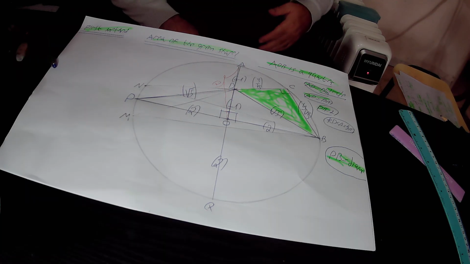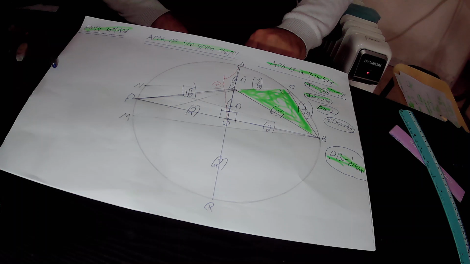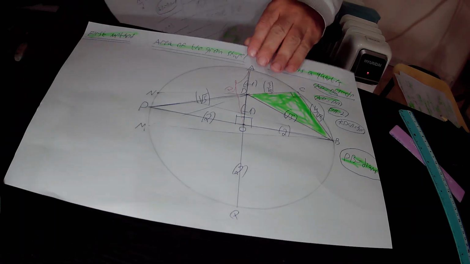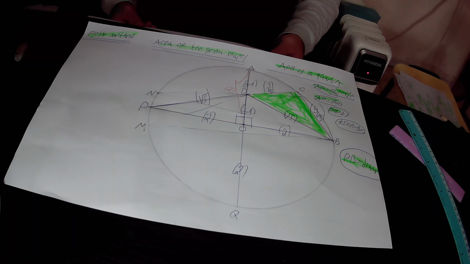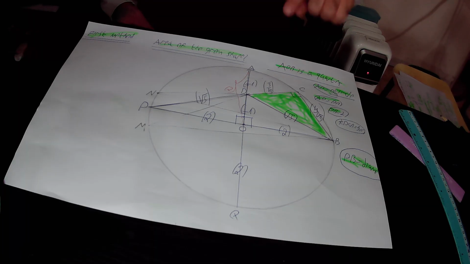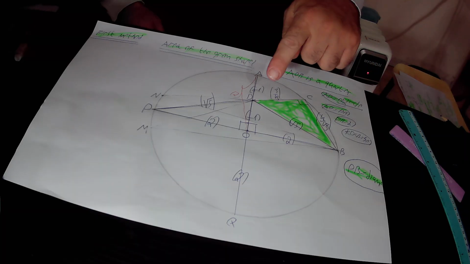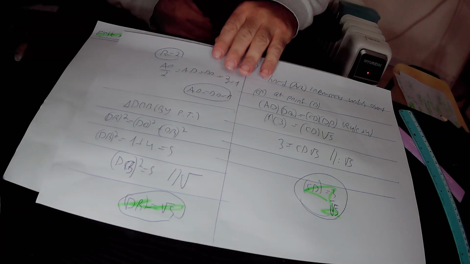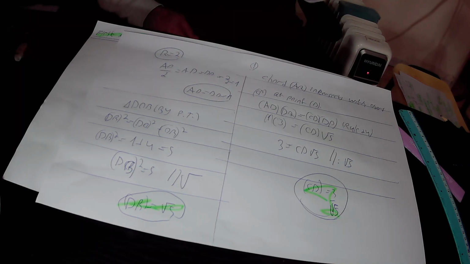In the next step, we implement the Pythagoras theorem on this right triangle BOD. According to the Pythagoras theorem in a right triangle, the square of the hypotenuse equals the sum of the squares of the perpendicular sides. So in this right triangle DOB, DB squared, that is the square of the hypotenuse, equals DO squared plus OB squared.